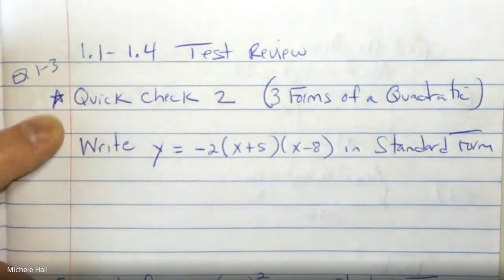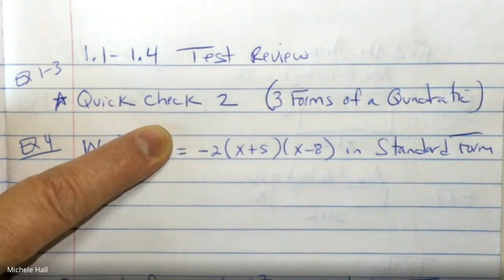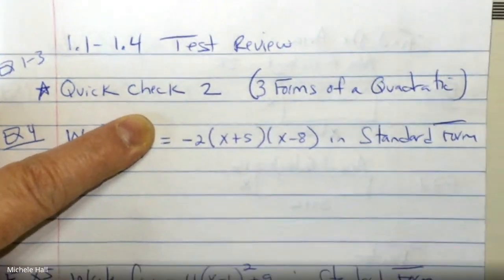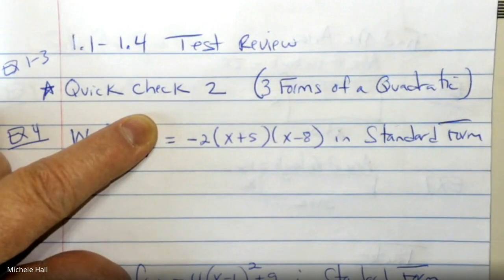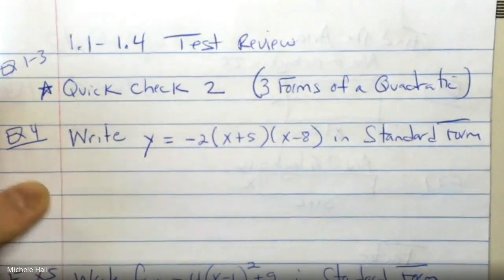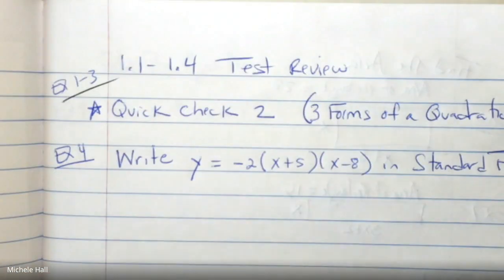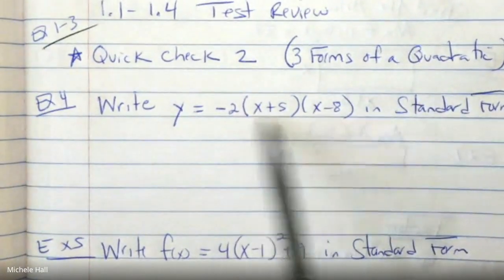For this test review, I did put down that examples 1 through 3 was the quick check too, so that you would know that's part of your test. We just did examples 1 through 3, 3 forms of a quadratic. And then example 4. All right, so writing in standard form. What form is it in right now?